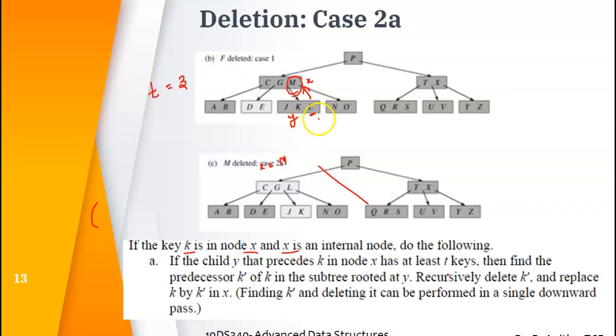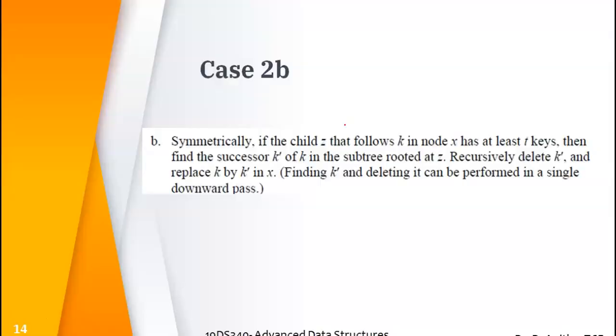But if I don't have t keys here, then I have to look for the successor. I'll name it z. Again I'll check if I have t keys here, that is, in our case, 3 keys. Then I'll do the same procedure with the redistribution operation. So if this is 2a, then this is 2b. The 2b case is the same, with the child that follows k. Now I have to recursively delete that and place it.